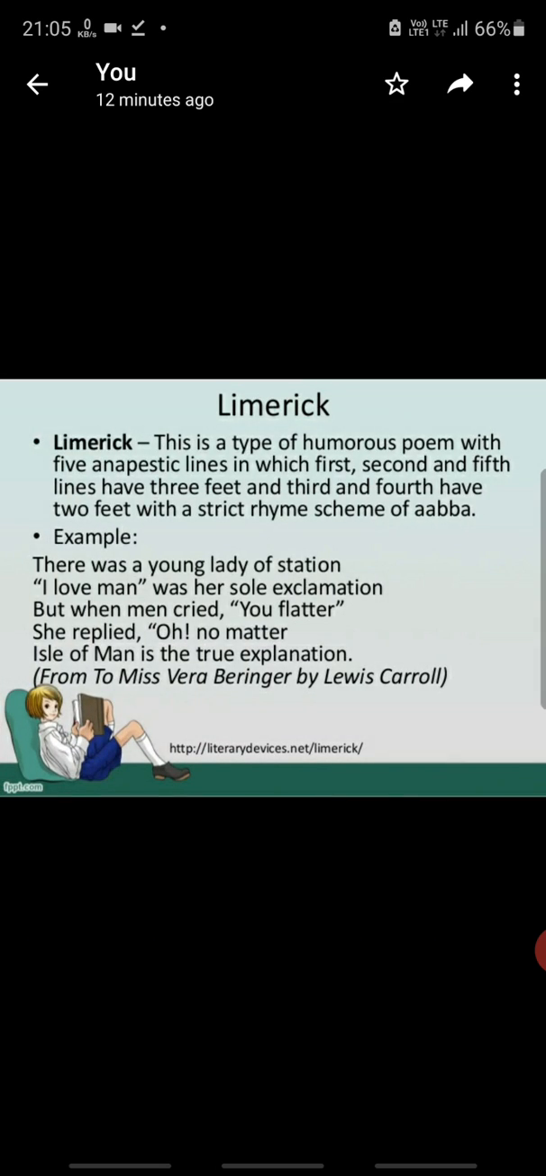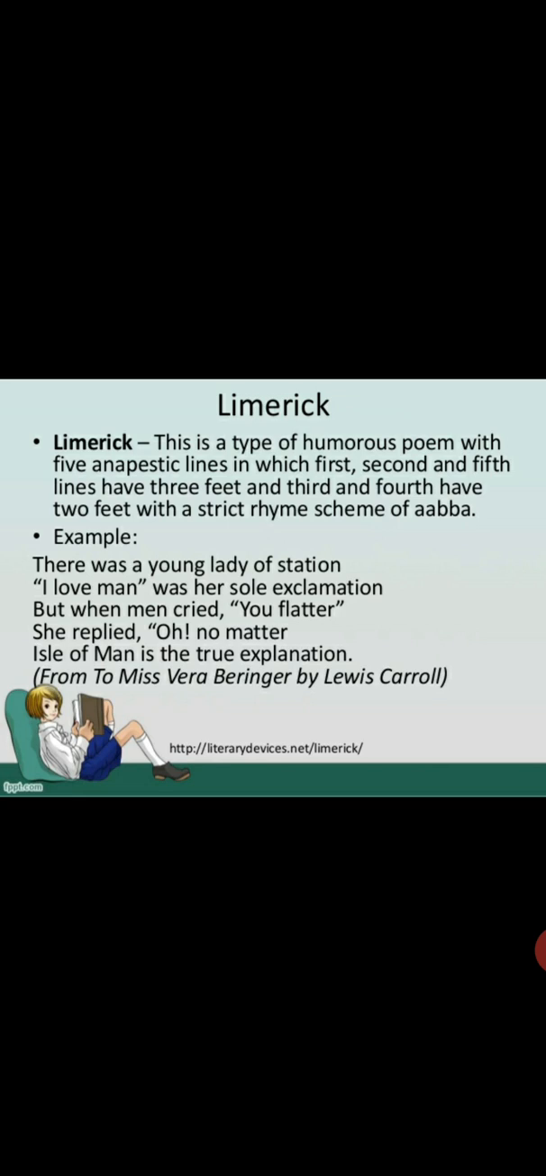Next is limerick. A limerick is a type of humorous poem. It's a 5-line poem with a rhyme scheme AABBA. In nature it's a kind of humorous poem with 5 anapestic lines, in which the first, second and fifth lines have 3 feet, and the third and fourth have 2 feet, with a strict rhyme scheme of AABBA.